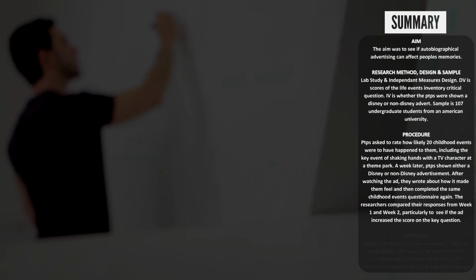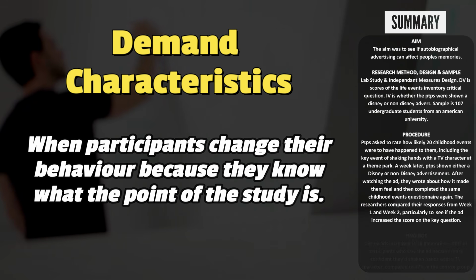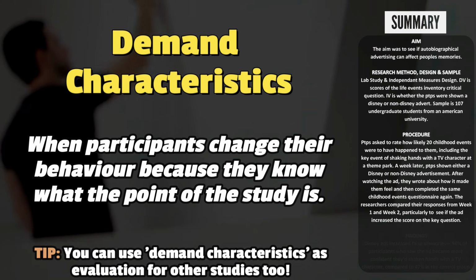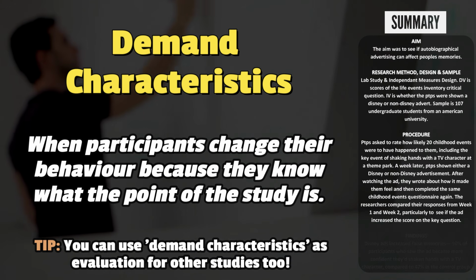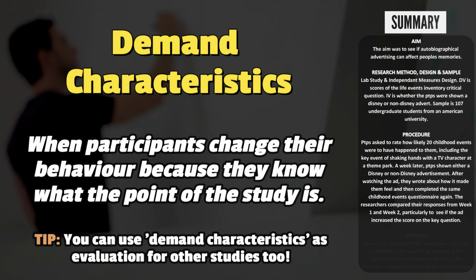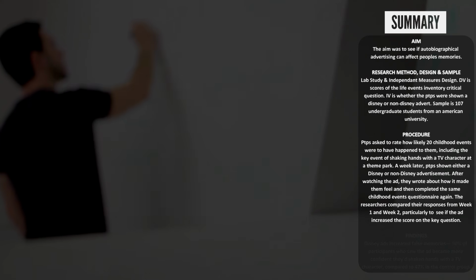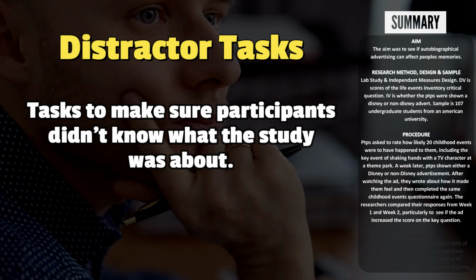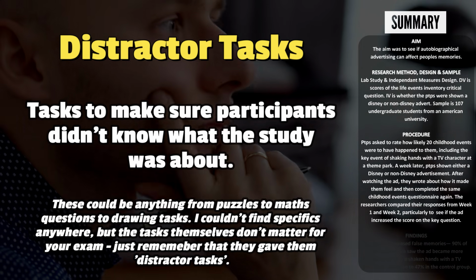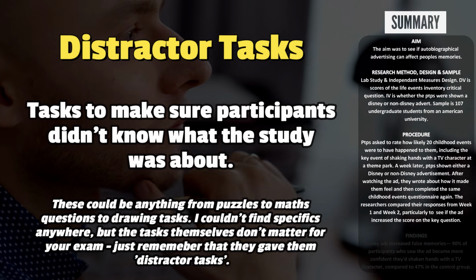Why did they do this? Well, it was in order to avoid demand characteristics. This is when participants would be able to predict what the point of the study was. I mean, let's think about it. If they've just watched a Disney advert and then they get asked questions about Disney, it would be quite obvious what the purpose of the study is. So, to fight demand characteristics even more, they came up with some distractor tasks. These are just small distraction tasks given between questionnaires in order to try and throw the participants off.